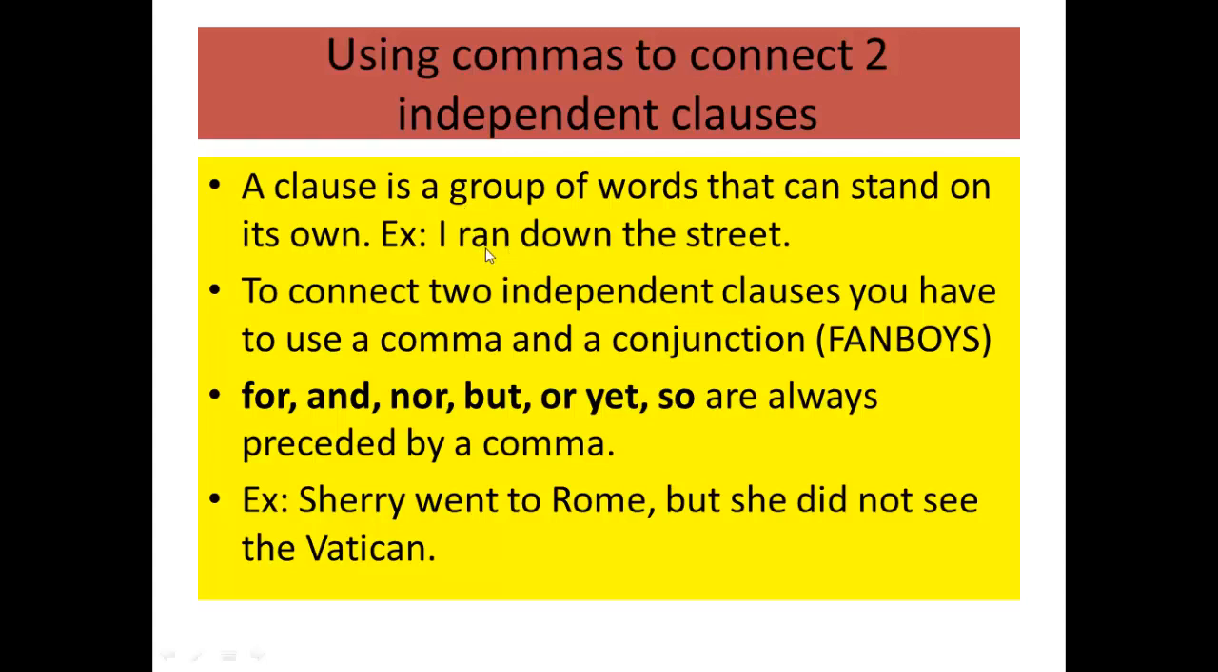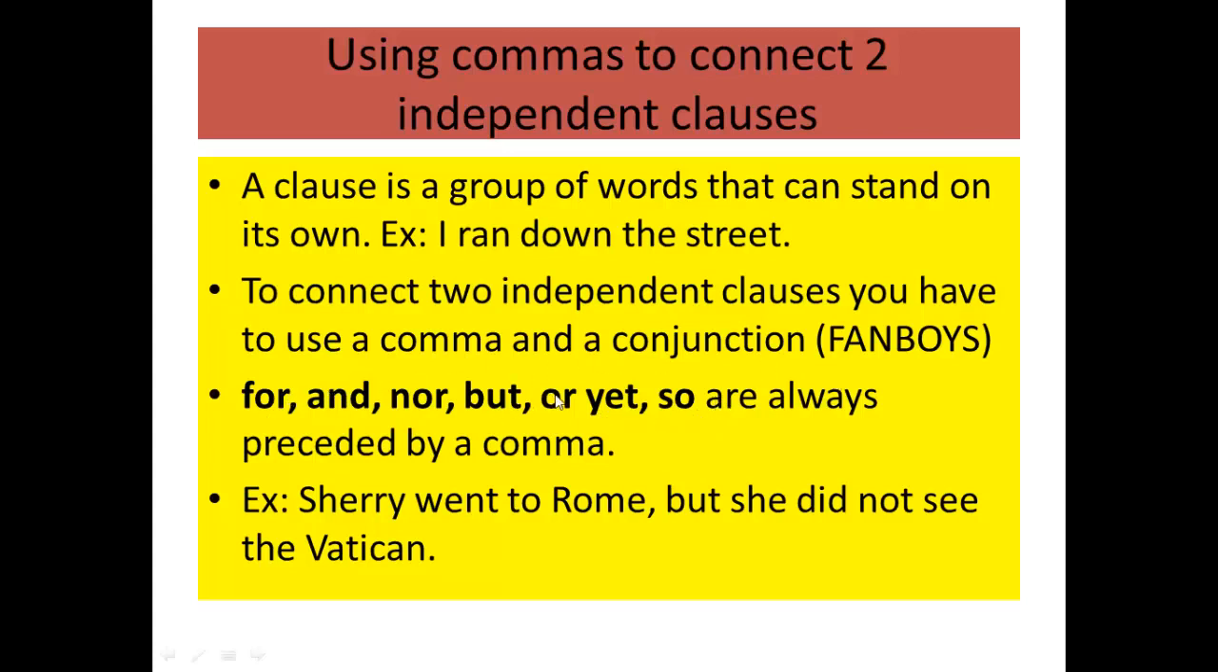Now, in English, if you want to connect 2 independent clauses to make a longer, more elaborate sentence, you have to use a comma and a conjunction. Now, the way to remember what the conjunctions are in English is to use this mnemonic device, fanboys. Fanboys. It stands for all of the coordinating conjunctions that you may need. For example, for, and, nor, but, or, yet, so.